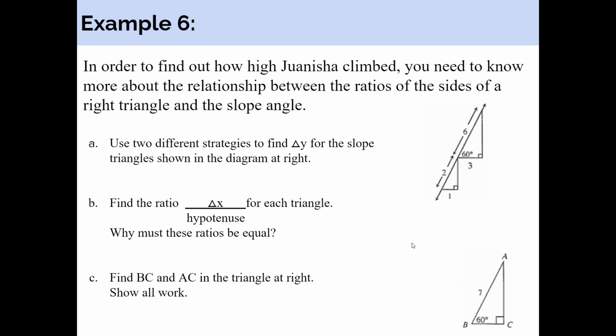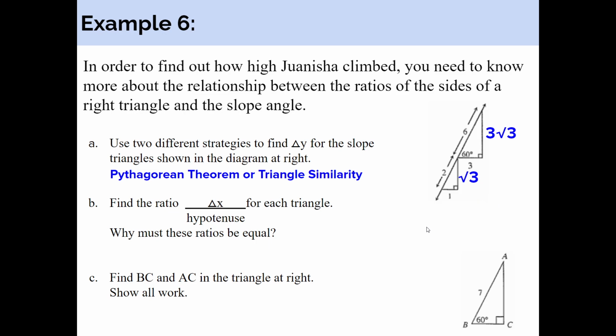All right, so this next page gets us thinking a little bit. In order to find out how high Juanisha climbed, we need to know more about the relationship between the ratios of the sides. So what strategies could we have used to figure out a side if we know the hypotenuse? We have some other special triangles we've seen before. All right, so we could use the Pythagorean theorem or triangle similarity, or another thing we could use is the whole 30, 60, 90 pattern.